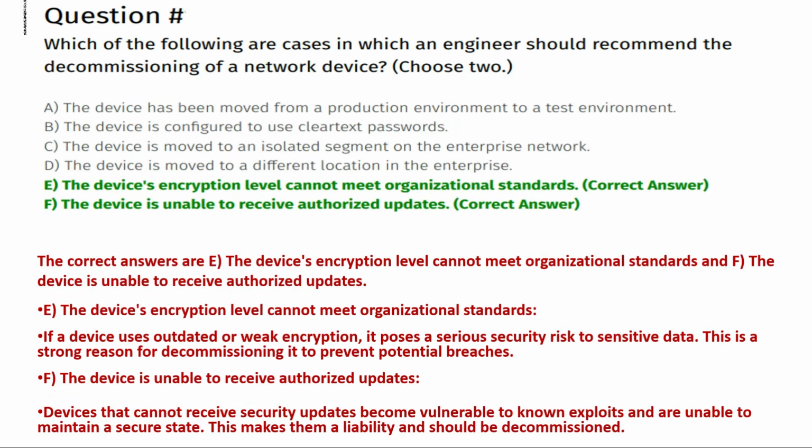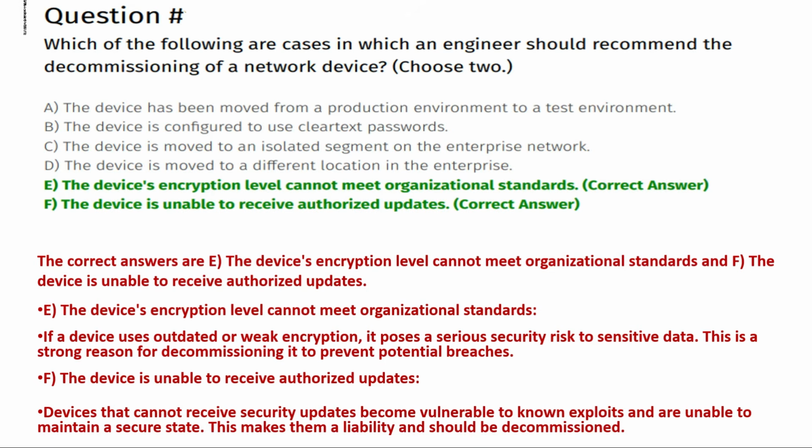The next question is, which of the following are cases in which an engineer should recommend the decommissioning of a network device? Choose two out of these options. Option A, the device has been moved from production environment to a test environment. Option B, the device is configured to use clear text password. Option C, the device is moved to an isolated segment on the enterprise network. Option D, the device is moved to a different location in the enterprise. Option E, the device's encryption level cannot meet organizational standard. And last option, F, the device is unable to receive authorized updates.